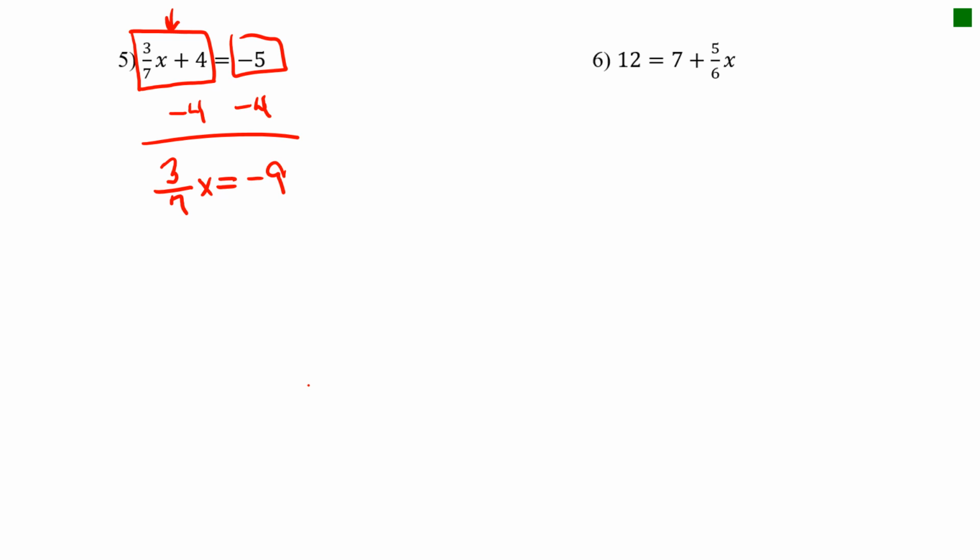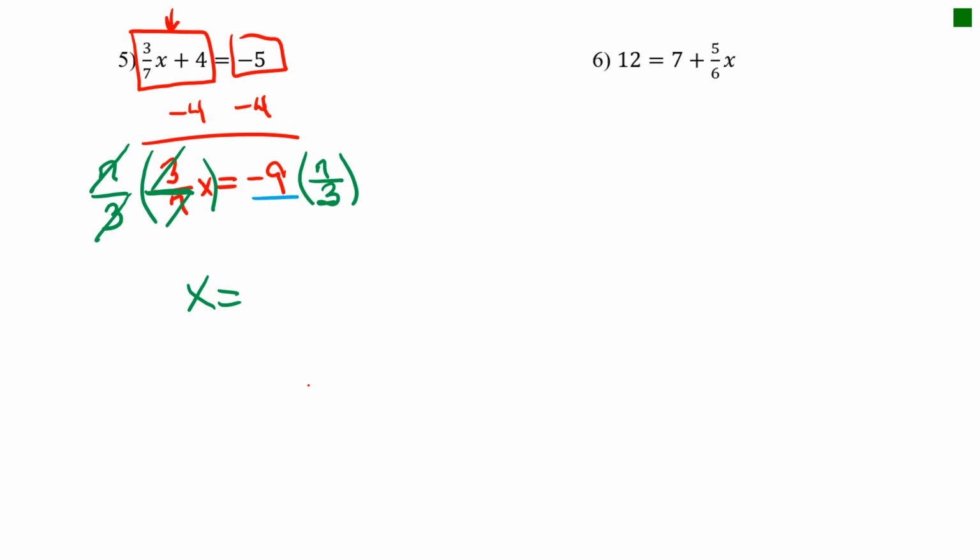Now, 3/7 is a fraction, so when I have a fraction, remember, this is a division bar that tells me I've got to multiply, and I'm going to multiply by the reciprocal, 7 over 3. I'm going to do that on both sides. Okay, 7 on top and 7 on the bottom cancel. 3 on top, 3 on the bottom cancel. Leaves me with x.